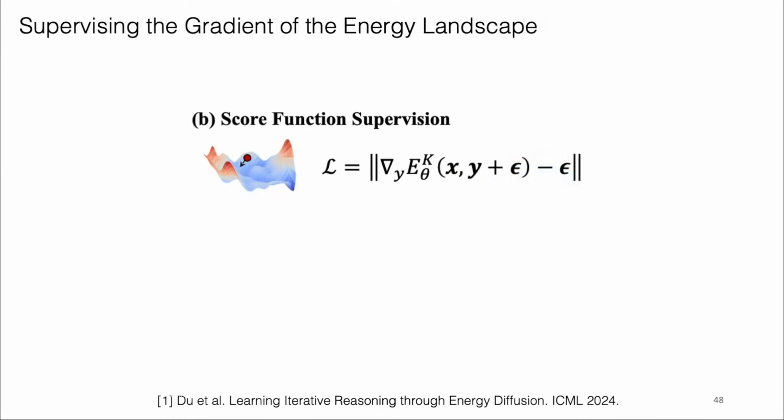And the way I'm going to do this is the first loss is essentially denoising and score matching. So I'm just going to add some noise to the label y. And I'm just going to supervise the energy function to be able to decorrupt the label y.